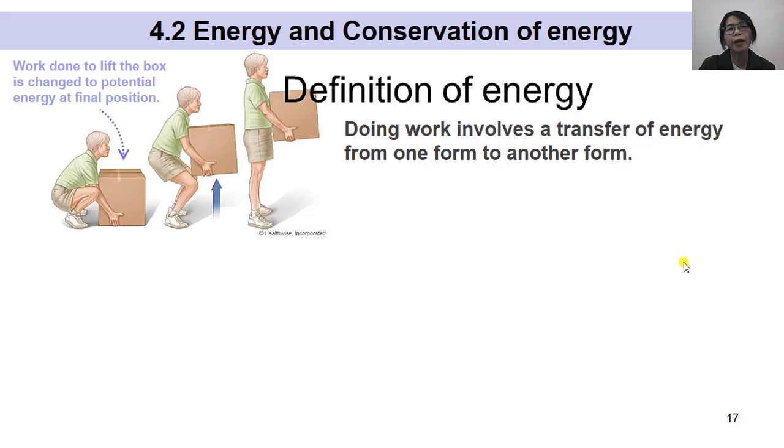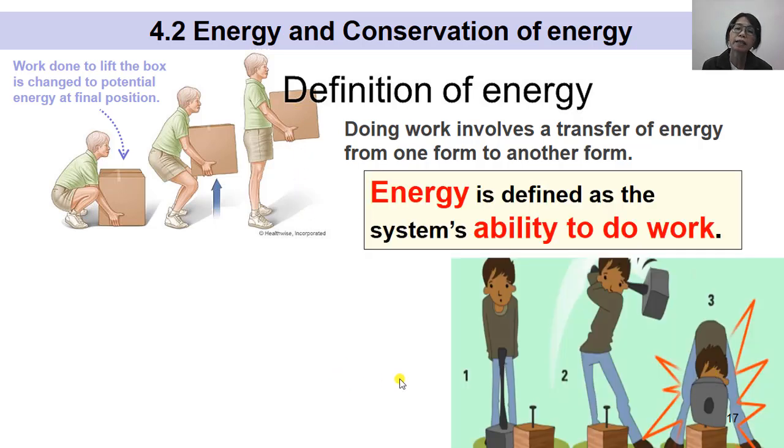So 4.2, we have energy and conservation of energy. So how do we define energy? When we do work, it actually involves a transfer of energy from one form to another form. For example, the work you do to lift a box is going to change to the potential energy at its final position. So energy basically can be defined as the system's ability to do work.